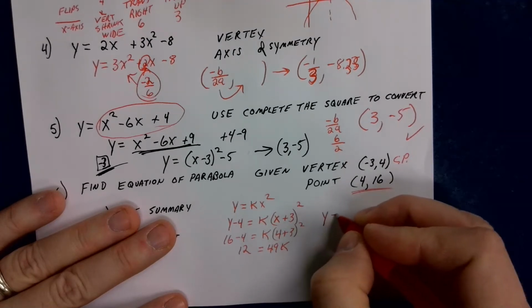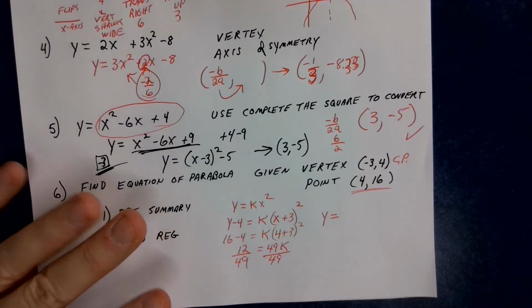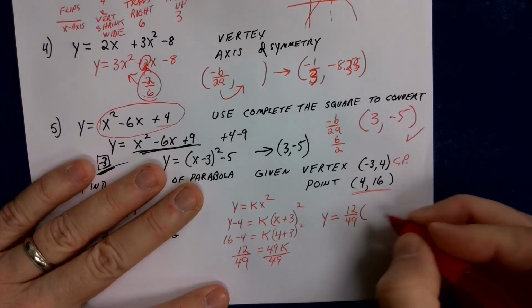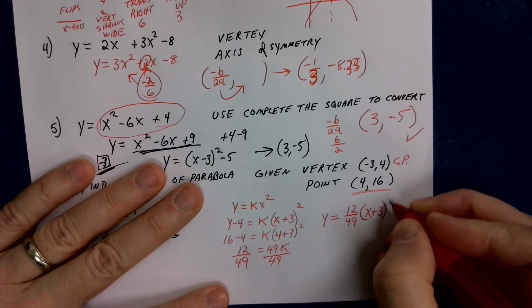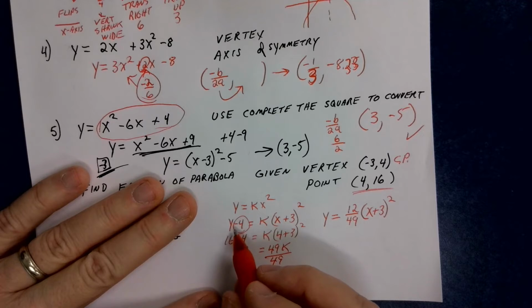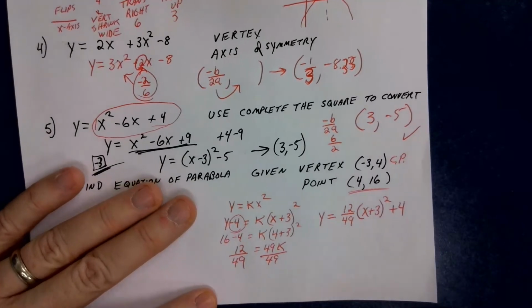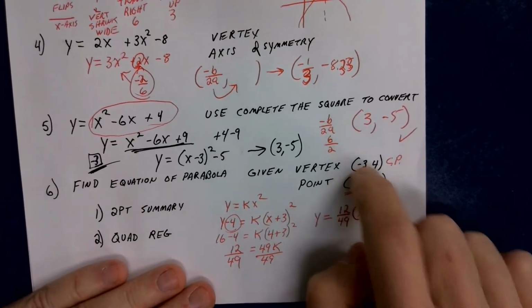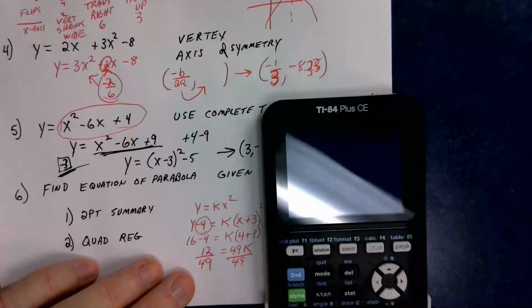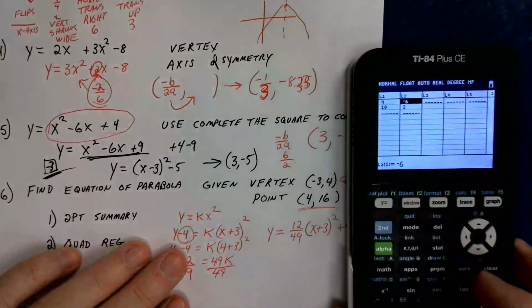And now I get y equals, when I divide by 49, and that's a scary looking fraction, but guess what? We can leave it as a scary looking fraction. 12/49, right? Times x plus 3 quantities squared. And then this minus 4 that was over there on that side, when I rewrite it, I got to move it to this side to get just the y by itself. That will be a plus 4 when I move it over. So this is the equation of a parabola that goes through those 2 points, okay? So now I'm going to show you how to do that with a quadratic regression. So here we go, stat, edit, I'm going to put those 2 points in, negative 3, 4.